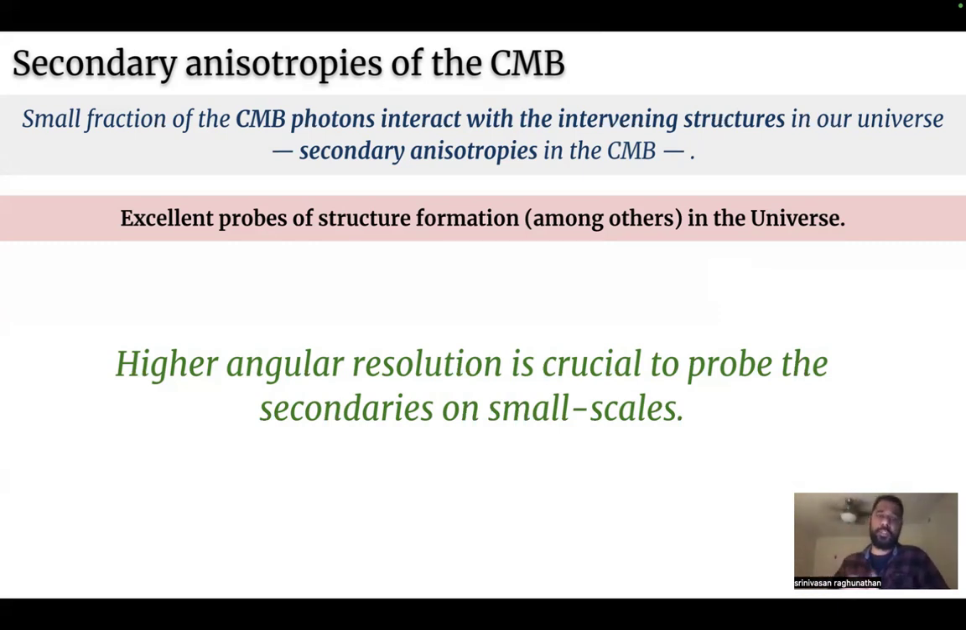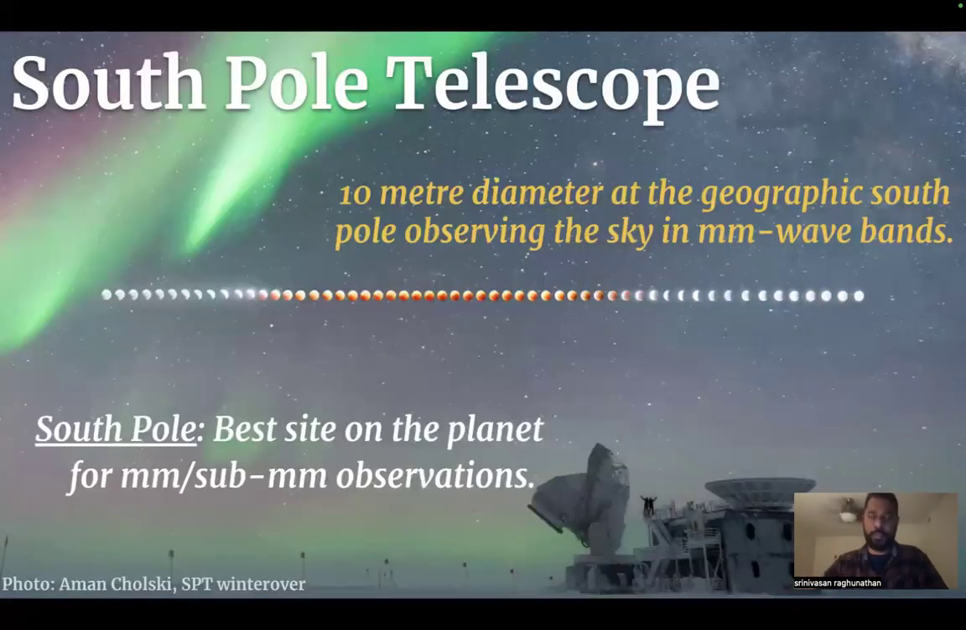But to measure these secondary anisotropies, we need really high angular resolution. High angular resolution is crucial to probe the secondaries on small scales. That's where the South Pole Telescope comes into the picture. The South Pole Telescope is a 10-meter diameter telescope at the geographical South Pole, observing the millimeter wave sky in 3 different bands: 90 gigahertz, 150 gigahertz, and 220 gigahertz. At 150 gigahertz, the angular resolution is roughly 1.2 arc minutes.